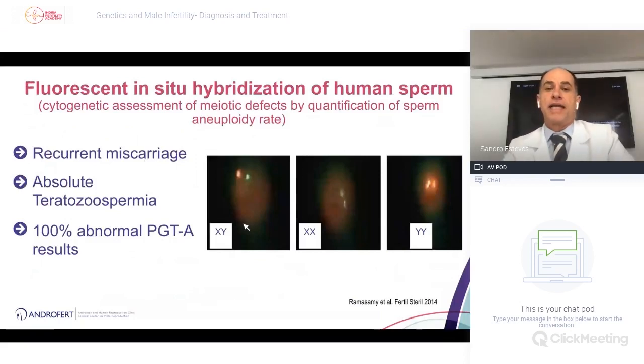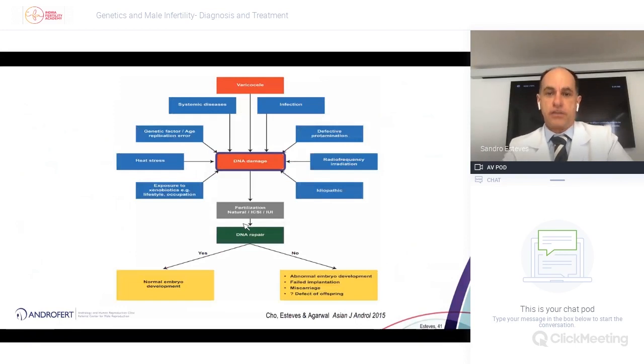So what I do quite a lot is investigate sperm DNA fragmentation, because there are so many external conditions that could affect sperm DNA integrity, including varicocele, systemic diseases, infection, environmental exposure, radio frequency, radiation. It could be idiopathic, or related to lifestyle conditions like smoking, inadequate diet, heat stress, environmental factors, and even paternal age. These conditions could affect sperm DNA integrity.